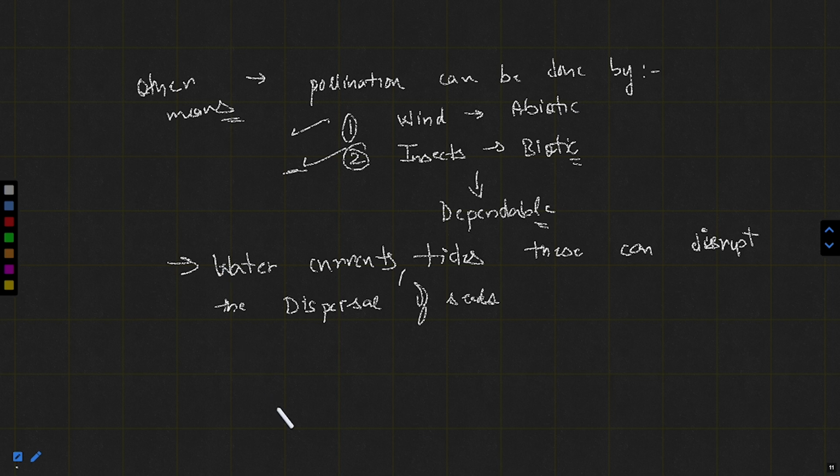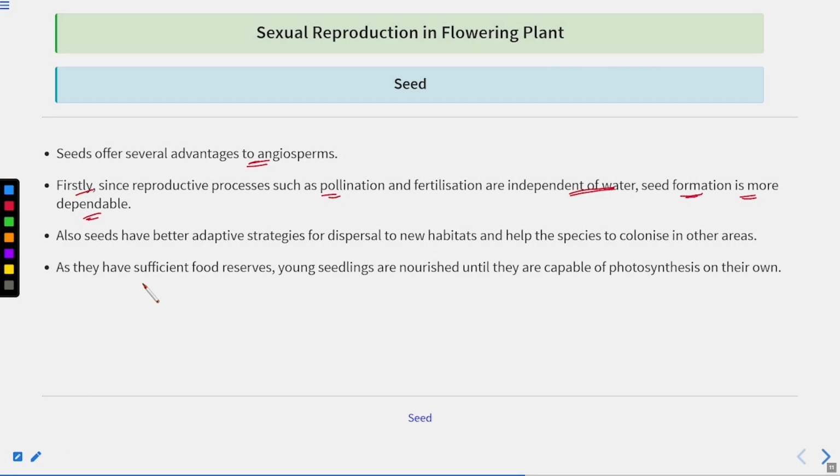So that's why angiosperms don't use water for pollination as well as fertilization, but they use other means, such as wind and pollination by insects. Clear? So that's why the seed formation is quite dependable in the angiosperms. If water is used, then the water currents and tides can affect the dispersal of the seeds. Next, they have better adaptive strategies for dispersal to new habitats and help the species to colonize other areas. So these seeds are quite well adapted. They can adapt to new habitats, and this will help the species to colonize in other areas.